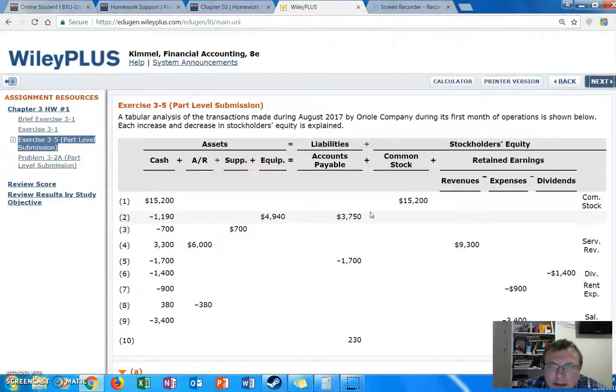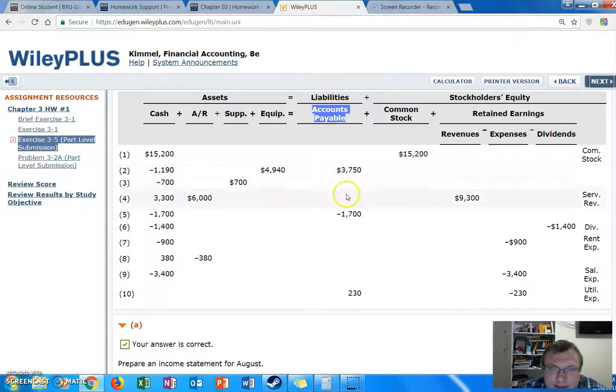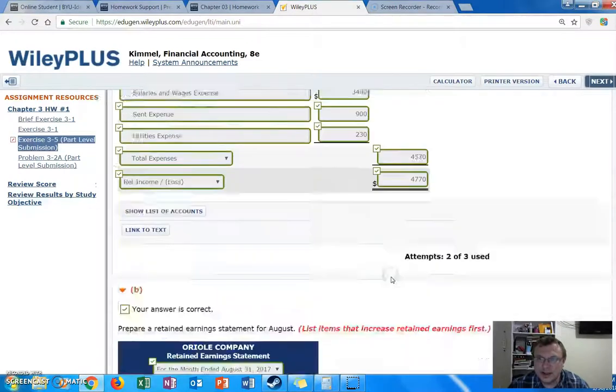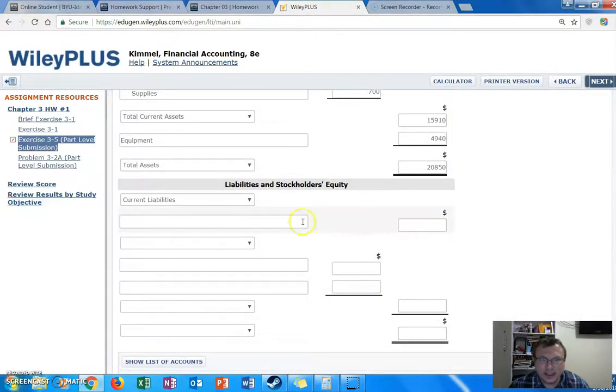So current liabilities, you come up here, you look at liabilities. And it's accounts payable is the only liability that they have. You can tell that because it's right underneath the liability section. So what you do is you just add those up. My handy dandy notebook, Blue's Clues. You just add those up as is. So 3,750 minus 1,700 plus 230 equals 2,280. And we know that was called accounts payable because it was labeled.